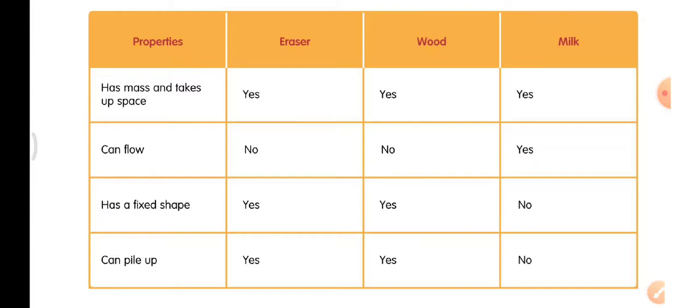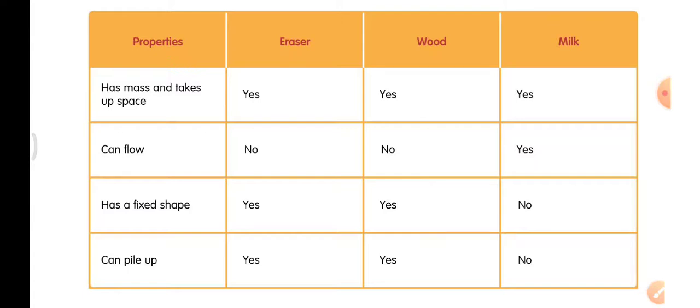Okay, now let us observe this table. Here we have 4 columns. First column is properties, then eraser, wood, milk. So first we read the properties: has mass and takes up space, can flow, has a fixed shape, can be piled up.